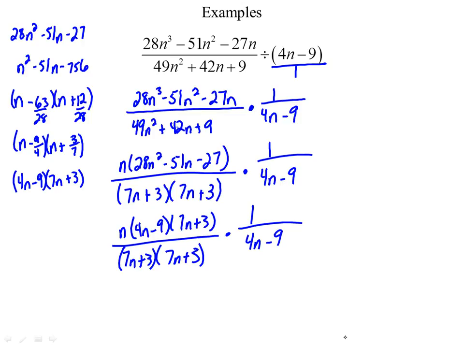Okay, so the 4n minus 9s are going to cancel out. 7n plus 3 is going to cancel out. So on the top you're left with 1 times n, which is going to be n. On the bottom you're left with 7n plus 3. Keep in mind those two n's will not cancel out because the n on the bottom is part of a group. And so that is going to be your answer.